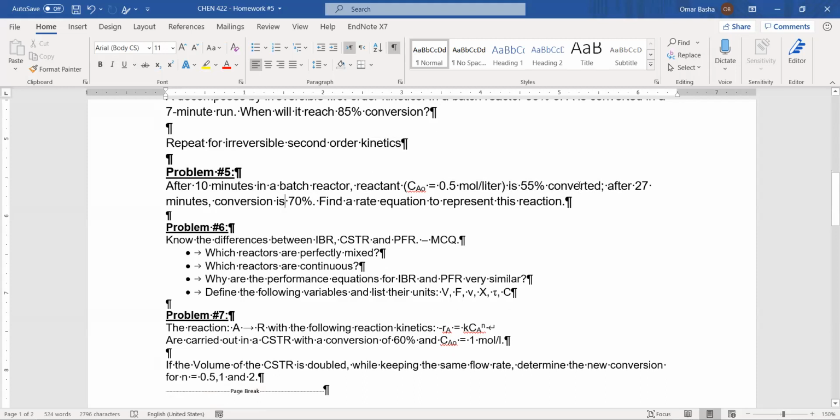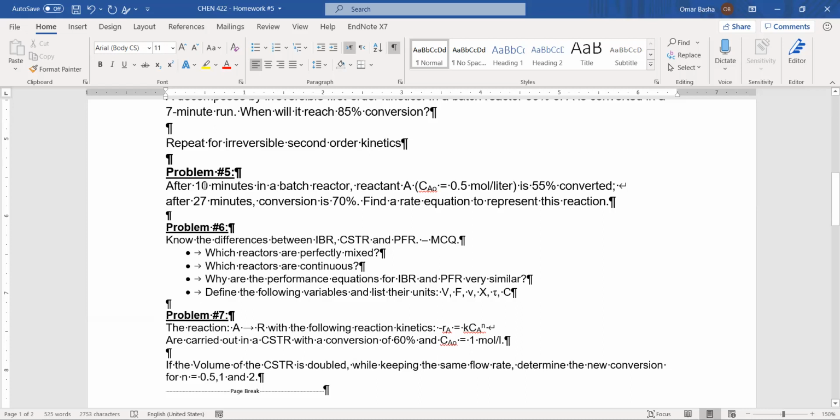Reactant A is 55% converted after 10 minutes in a batch reactor, and after 27 minutes, conversion is 70%. Find the rate equation to represent this reaction.